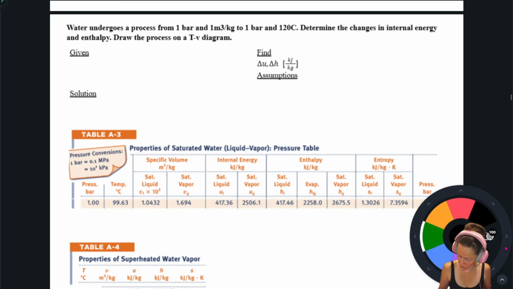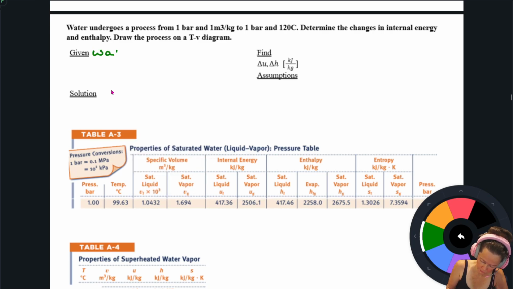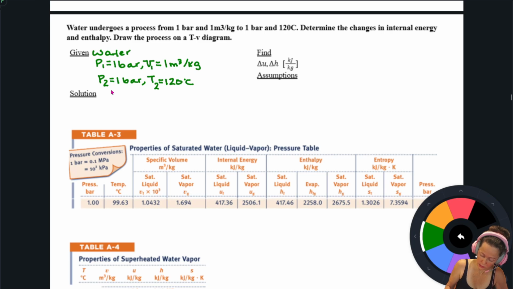Let's go with green. So we have water, and let's write what we know about state one. For state one, we know the pressure is 1 bar. We know the specific volume is 1 meters cubed per kilogram. We know P2 is also 1 bar, and T2 is 120 degrees Celsius.